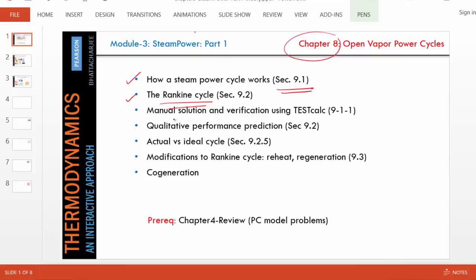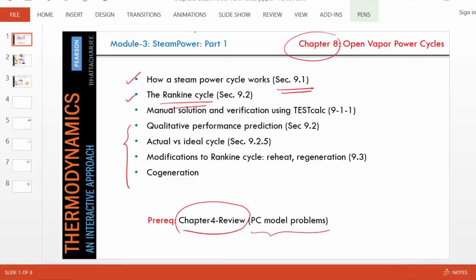A manual solution of a Rankine cycle problem and its verification using a test calc will be covered in a separate module, and the rest of the topics will be covered in yet another module. The prereq for this section is Chapter 4 review, especially problems involving the PC model.